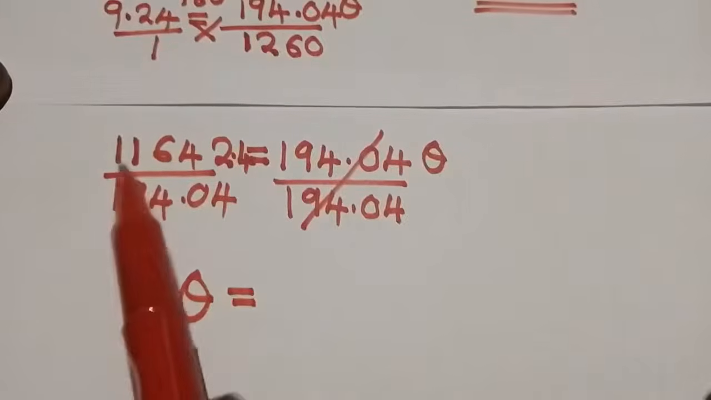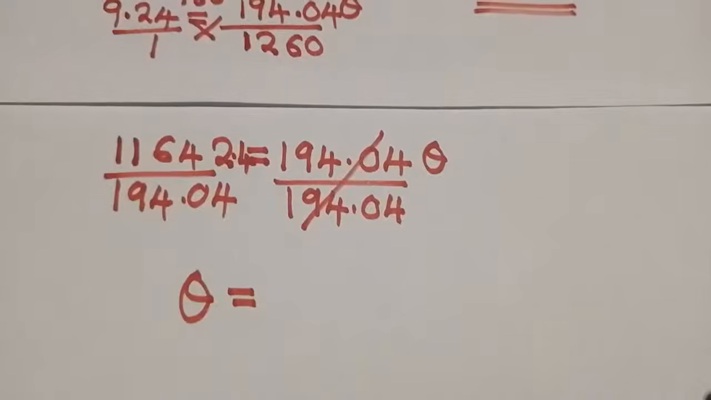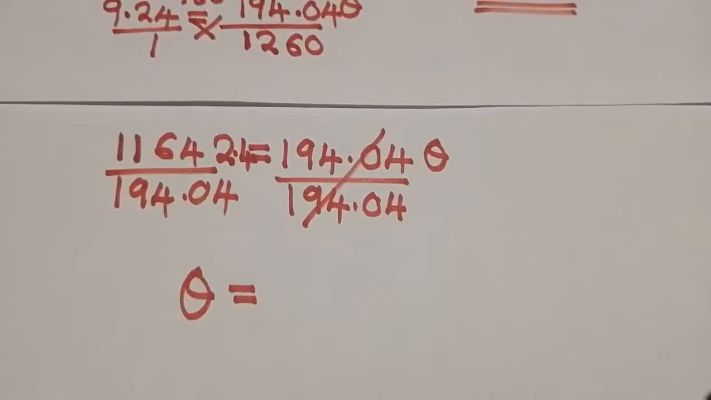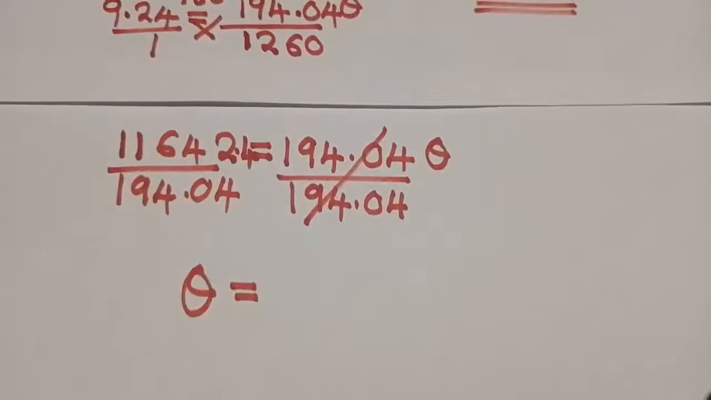When you divide here, what are you going to get? 11,642.4 divided by 194.04. What are you going to get?